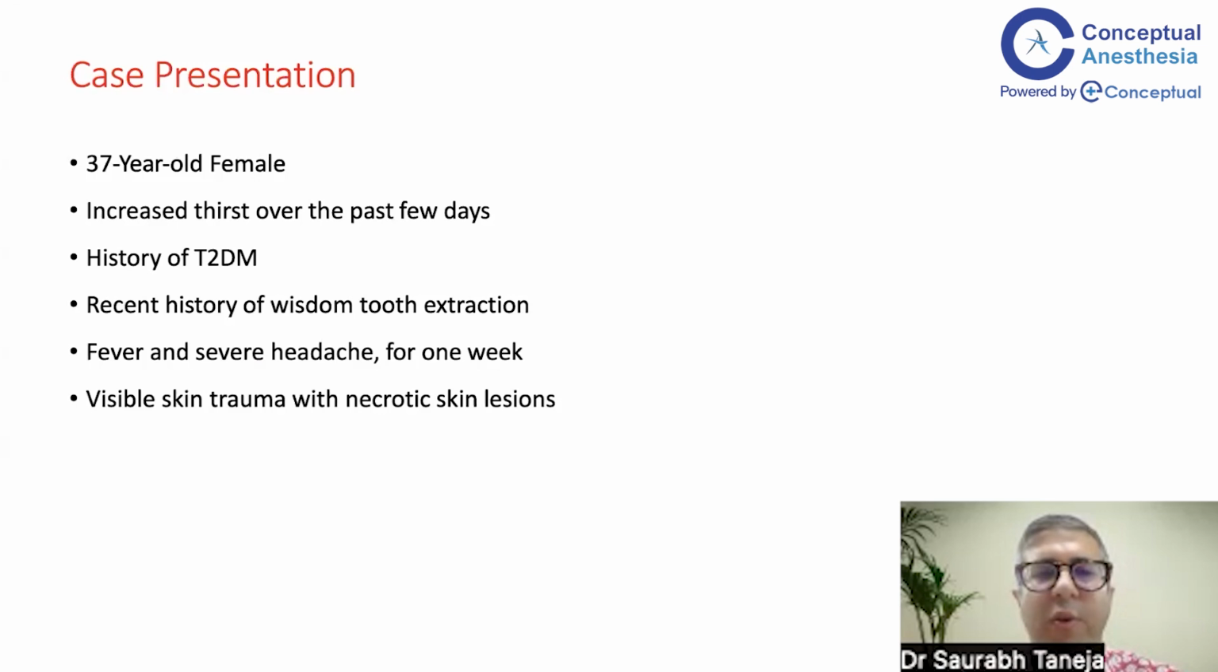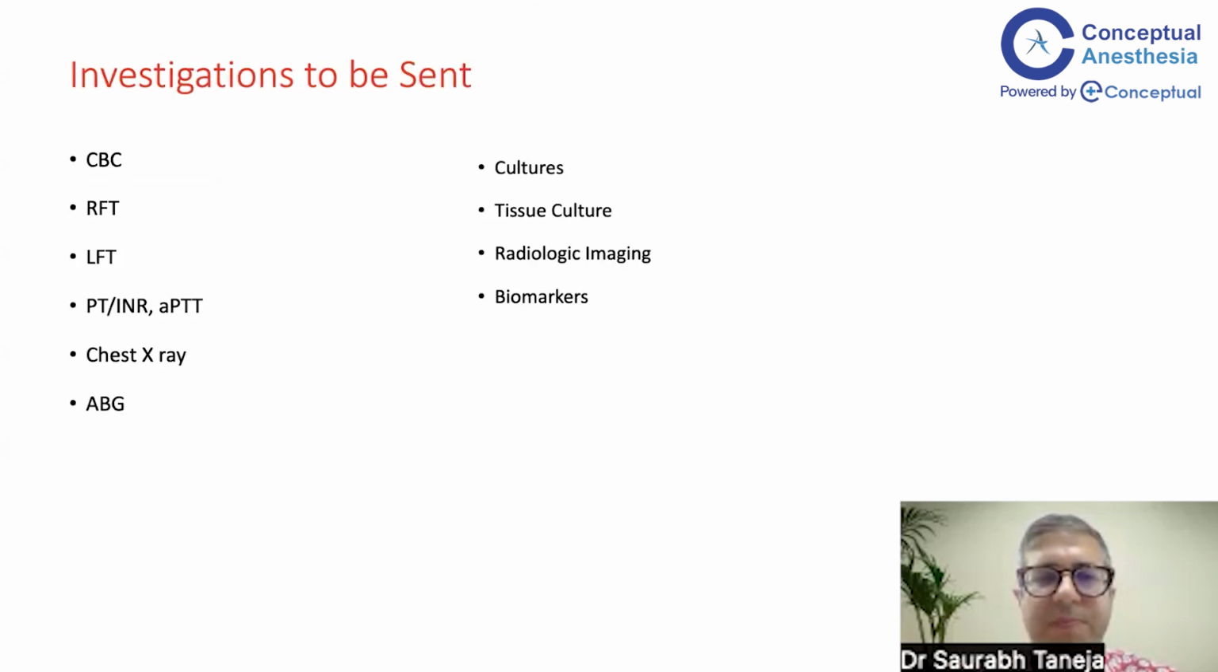So, a young 37-year-old female who has a history of increased thirst over the past few days, history of type 2 diabetes mellitus, recent history of wisdom tooth extraction, a history of fever and severe headache for 1 week, and has visible skin trauma with necrotic skin lesions. So she has got some risk factors, a recent tooth extraction and a history of diabetes. They can all be risk factors, and we know that there is a necrotic skin lesion and visible skin trauma. So when such a patient comes, we suspect some infection.